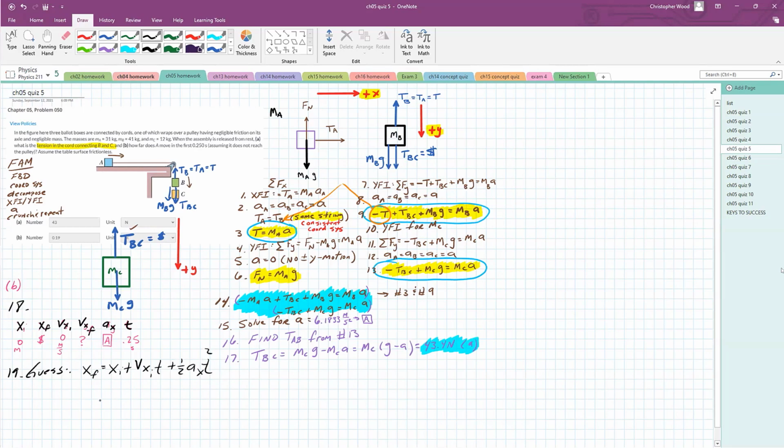So with numbers, X initial is equal to 0. VX initial is equal to 0. So here's my answer: 1/2 times the acceleration, which is sitting there in memory location A, times T squared, for me 0.25 seconds squared. The answer there is times 0.25 squared divided by 2, which is 0.19 and some change. That's the answer to part B.